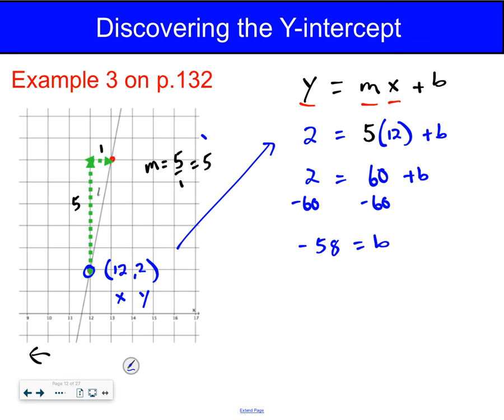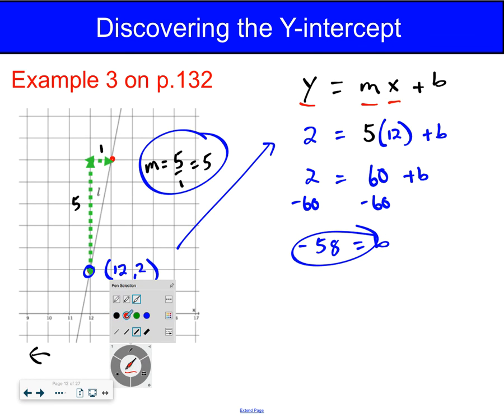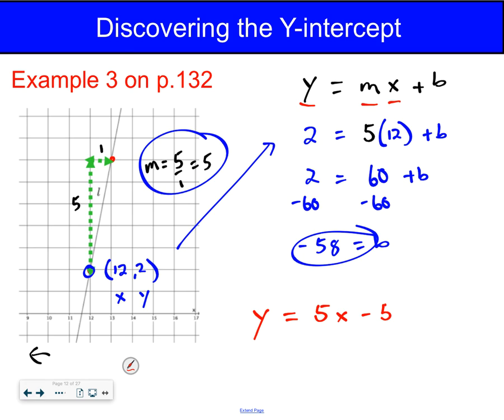So now I have my slope and my y-intercept, and my equation is going to be y equals 5x minus 58. If you wanted to write plus a negative 58, that would be fine as well. Those are the same things. Okay, so those are our basic examples. Find the slope and find a value for x and y, substitute them into the equation, and solve for b. Great job.